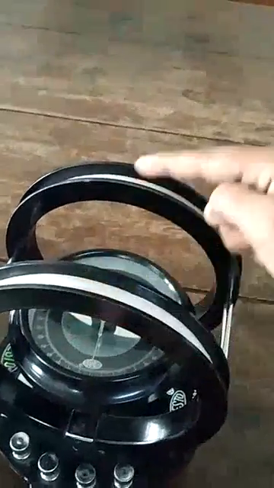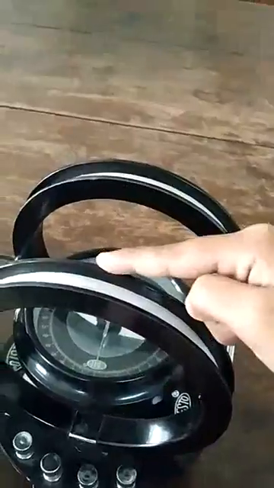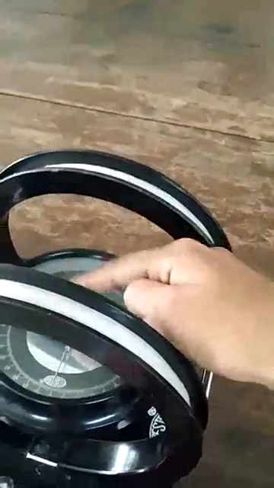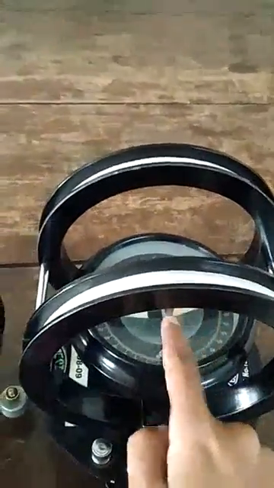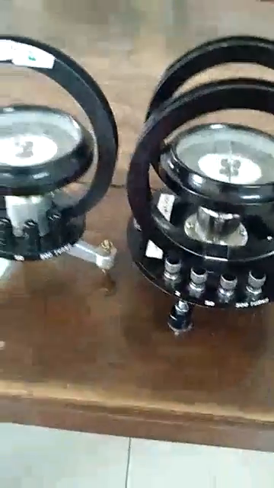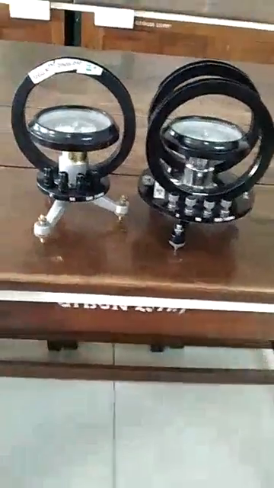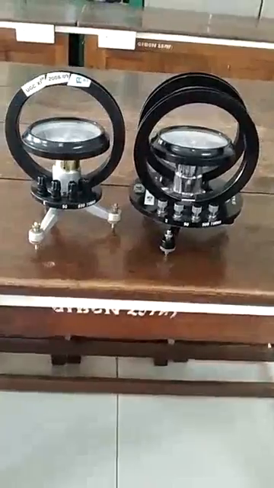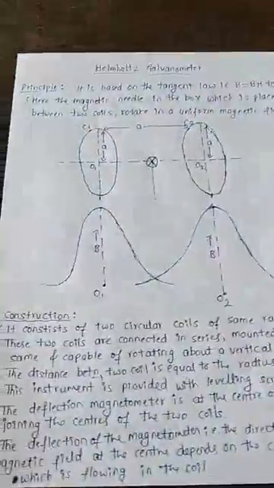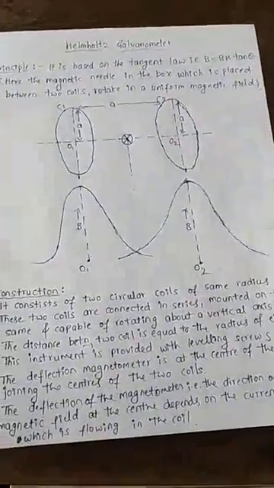But as we saw in the Helmholtz galvanometer, in between there is a uniform magnetic field. That's why the needle will be deflected in a uniform magnetic field. That is the difference between the tangent and Helmholtz galvanometer. So I hope you understood very well, and I will give it in a clear manner. So just go.